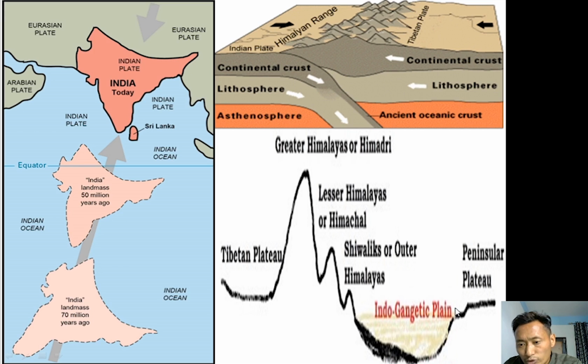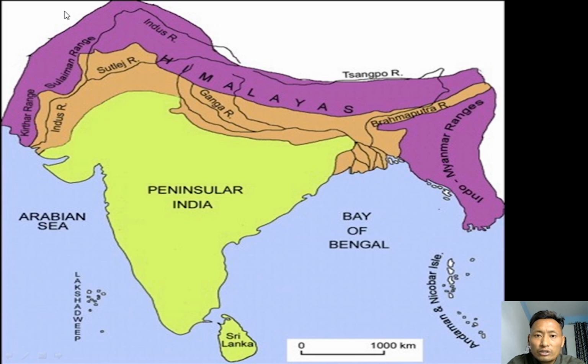There was a huge depression. This depression was filled and made plain by three major river systems of northern India. They are the Indus, Ganga, and Brahmaputra. So these are the three major physiographic or geological divisions of India. They are the Himalayan mountains, the northern plains, and the Peninsular India or the peninsular block. These are the three major geological structures of India.